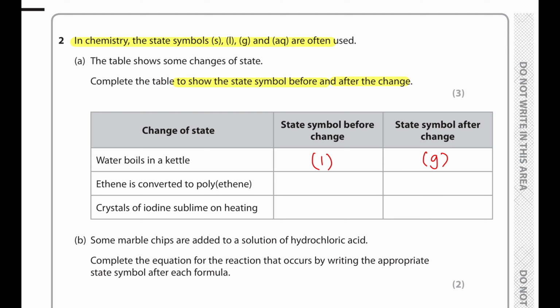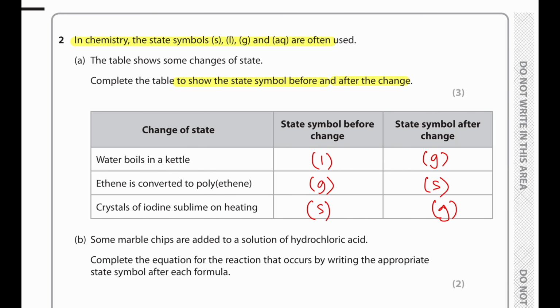Ethene is converted to polyethene. Ethene is a gas and polyethene is a solid. Crystals of iodine sublime on heating. So iodine crystals are solid, and subliming on heating causes it to become gas.